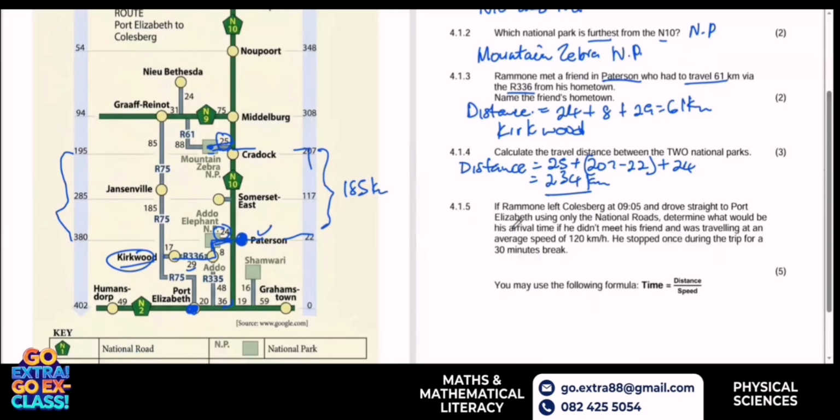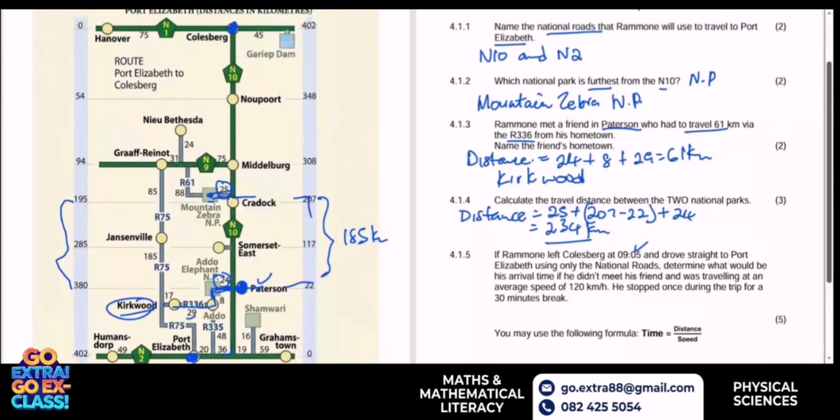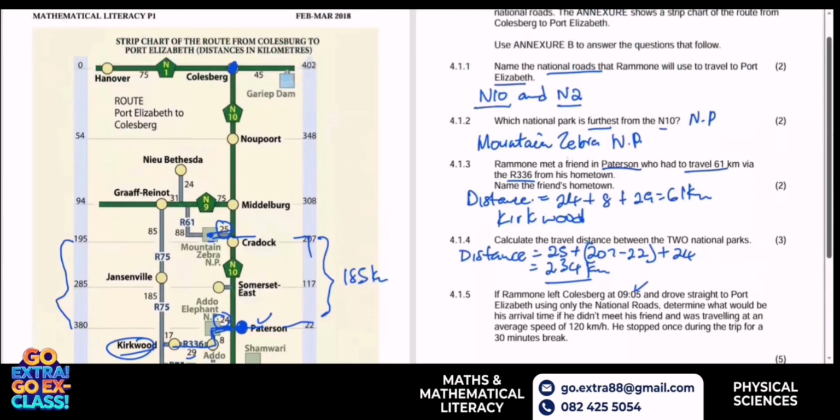The next question says: if Ramon left Collinsburg at 09:00 and drove straight to Port Elizabeth using only the national roads, determine what his arrival time would be if he did not meet his friend and was traveling at an average speed of 120. They say he stopped once during the trip for a 30-minute break. So this is the departure time. If he drives straight, without turning around or checking twice, that means he uses only national roads. What would be national roads? He uses only the N10 and N2.